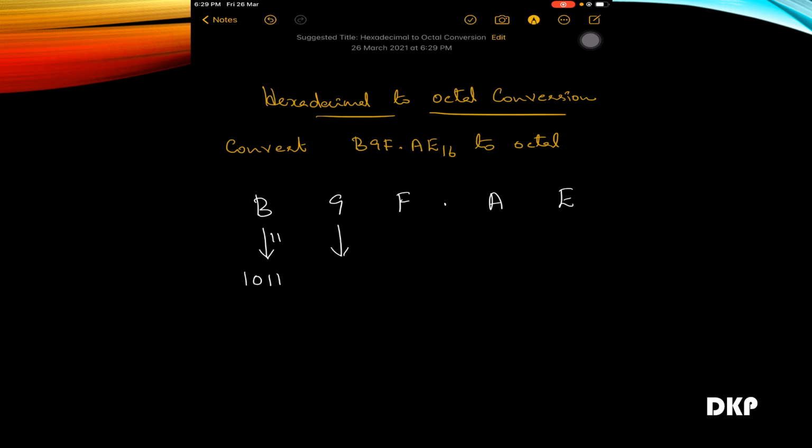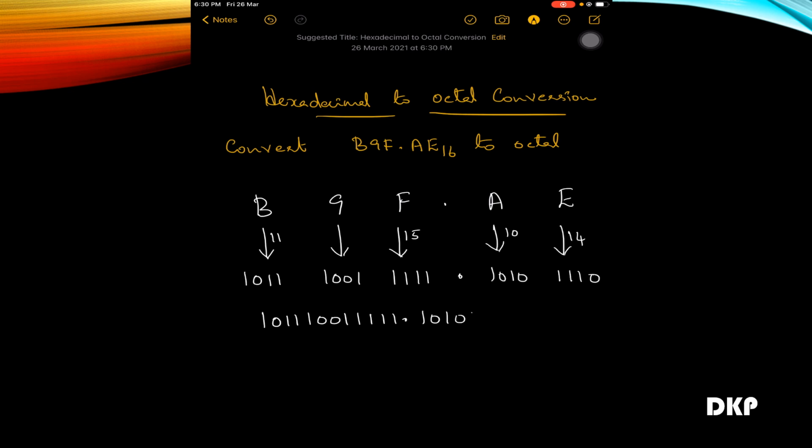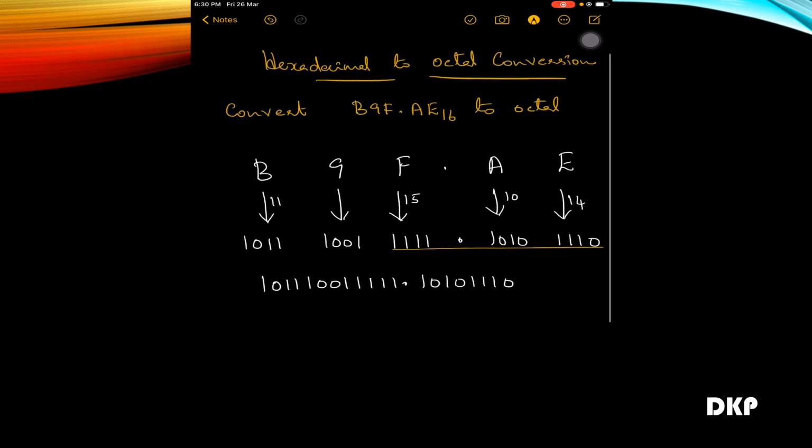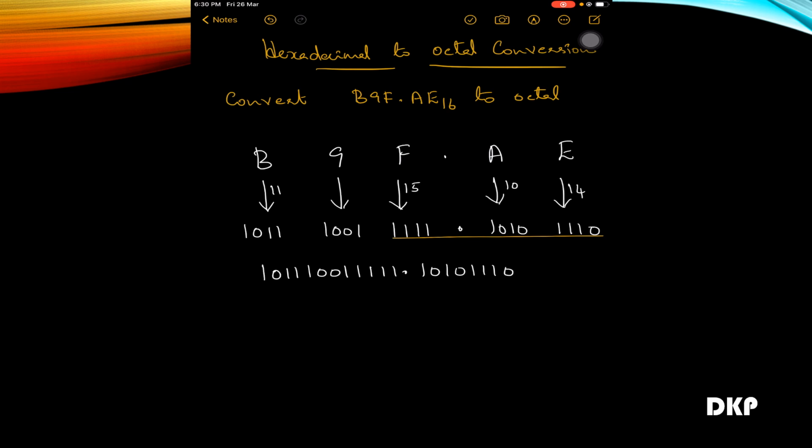Binary of 9 is 1001. Binary of F means 15. So binary of F is 1111 point. Binary of A means 10. Binary of 10 is 1010. And binary of E means 14. Binary of 14 is 1110. Now write all these binary numbers together. Now make group of 3 bits.